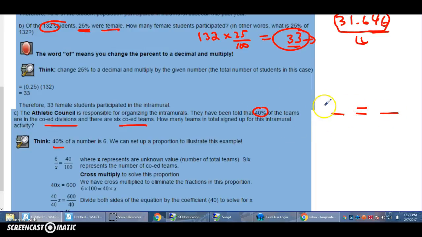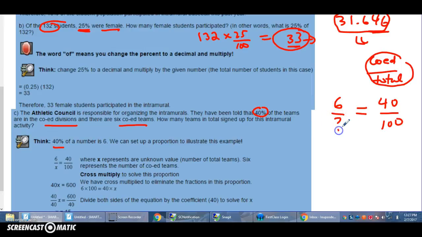So if you have 40% of the people, normally that's 40 out of 100. So what you have here is co-ed over total in both cases. Under normal circumstances, it's 40%, so it's 40 out of 100. In this case, I have a certain amount of teams, and 6 of them are co-ed, and the question is, how many teams do I have? So I don't know the answer to that down here. And instead of putting a question mark down there, we use the letter x as our basic variable, and we solve for x.